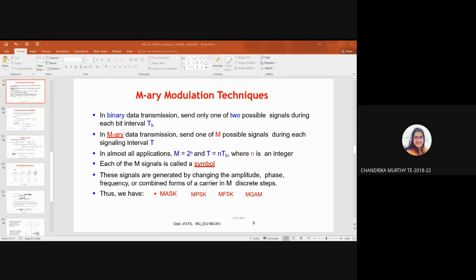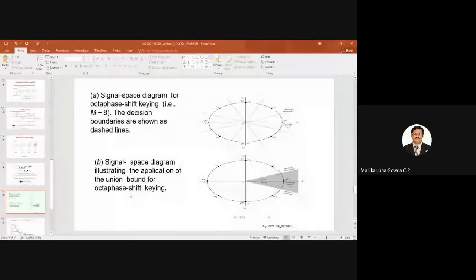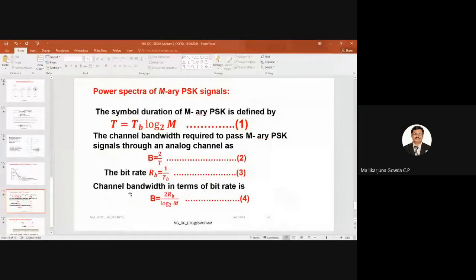It is 2 into RB by log 2m, sir. RB by log m with base 2. We read it like that: log m with base 2. At least the reading should be proper. So this is what I am asking. Okay, the channel bandwidth will be 2 by T, where T is the symbol duration, which is TB log m with base 2. In terms of bit rate, I can say the channel bandwidth is 2 into RB by log m with base 2.